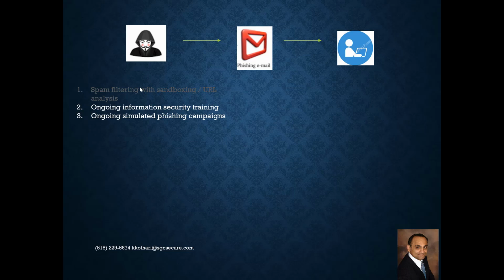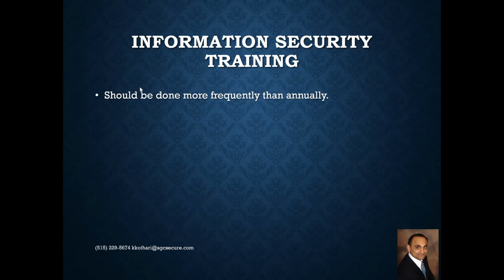The second thing, and probably one of the most important things and one of the most uncontrollable things, is ongoing information security training. So once that malicious email does get past your spam filtering solution and land into one of the employees' email boxes, are they trained sufficiently enough to detect when it's a malicious email? And so this is done through ongoing information security training and ongoing simulated phishing campaigns. And so information security training, we have seen in the past where regulators were satisfied with annual information security training, but the reality is it should be done much more frequently than annually. We think quarterly is an acceptable time frame to be doing information security training.